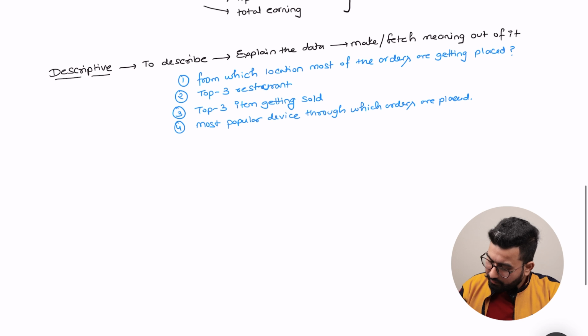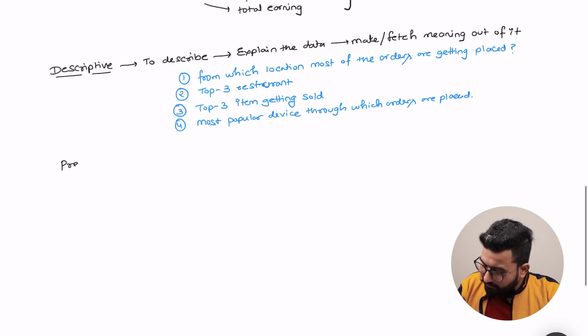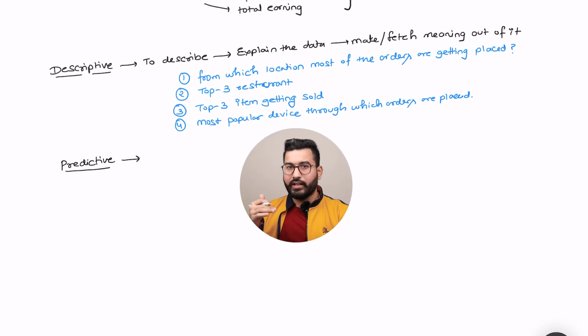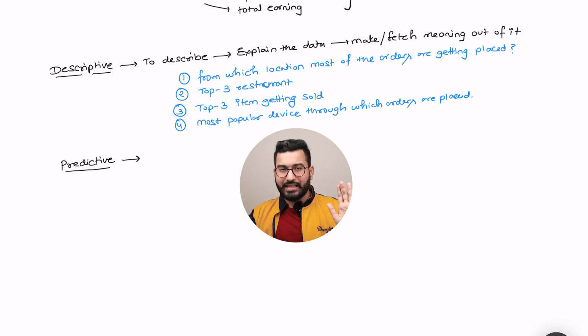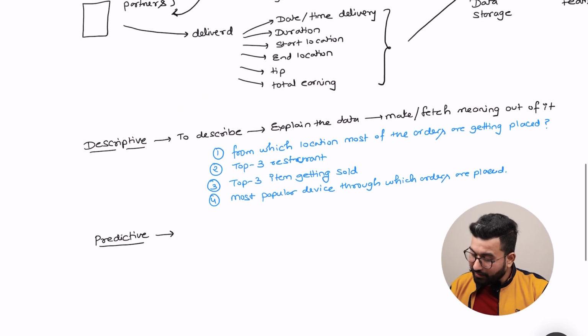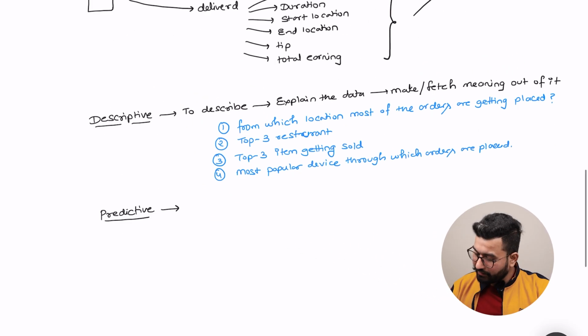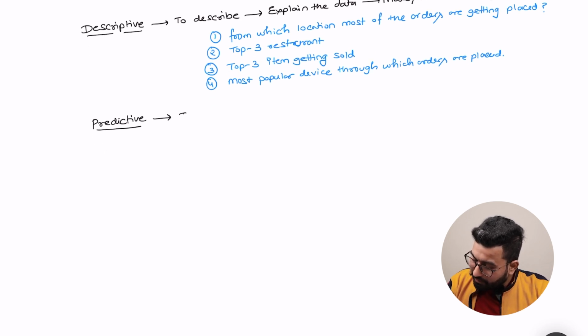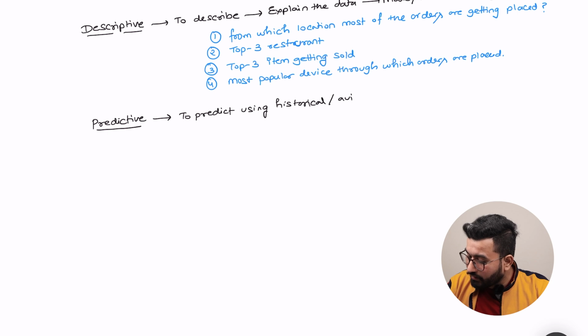Now comes predictive. And remember, there is one thing. In descriptive, predictive, diagnostic, prescriptive, there is no order. These are four distinct categories, basically nominal. So when we talk about predictive analytics, that basically means to predict using historical or available data.